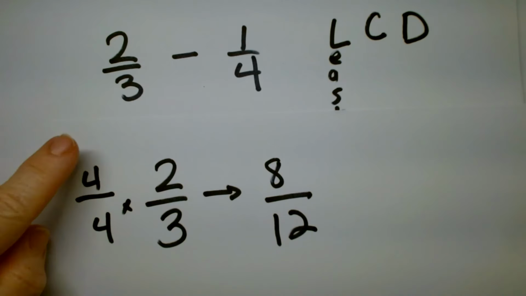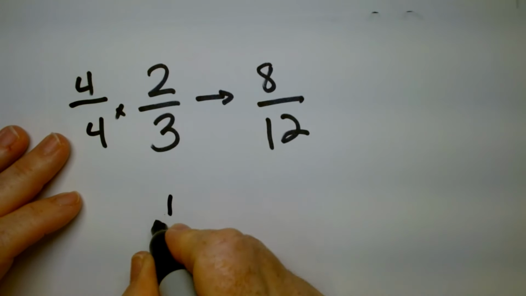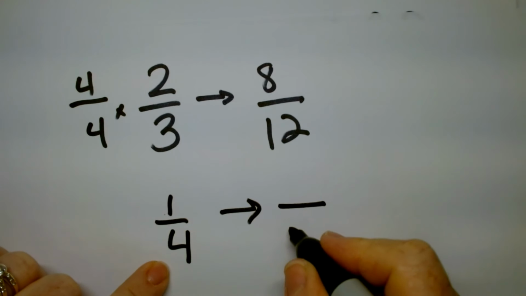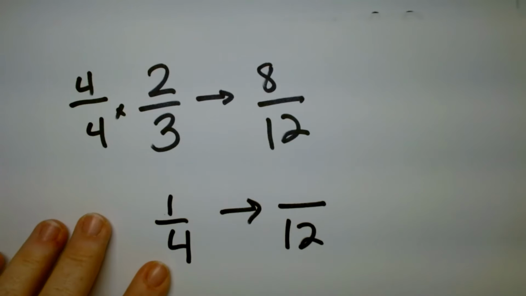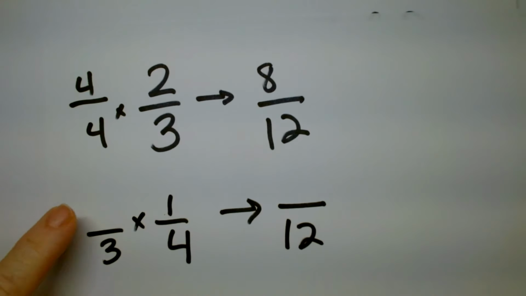All right, let's do the same thing for the quarter. Okay, so we'll move this up. So 1/4, what do I have to multiply by to get the bottom equal to 12? Is it 4? No, that'd be too big, right? What do I need to multiply by? That's right, 3. Now, can I just do the bottom, or do I have to do the top too? Yeah, I have to do the top.